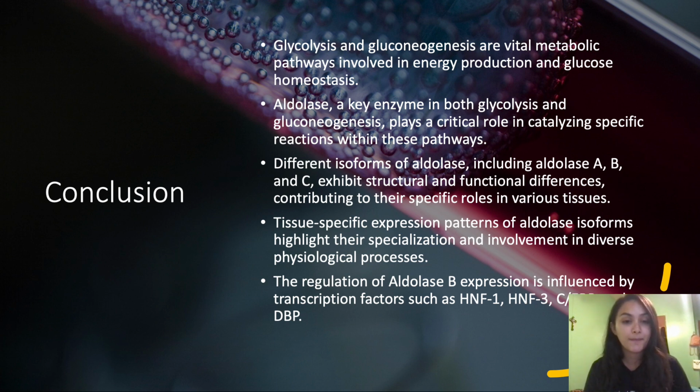Understanding these expression patterns enhances our comprehension of the specific functions and contributions of aldolase isoforms in respective tissues. Additionally, we discussed the regulation of aldolase B expression, focusing on the transcription factors HNF1, HNF3, C/EBP, and DBP. These transcription factors play crucial roles in controlling aldolase B gene expression, ensuring the proper regulation of hepatic glucose metabolism and glycogen synthesis.